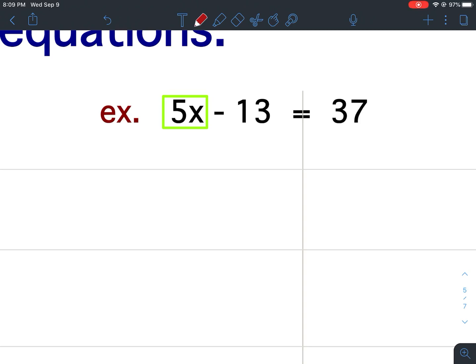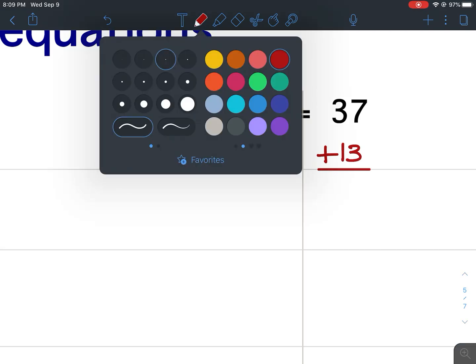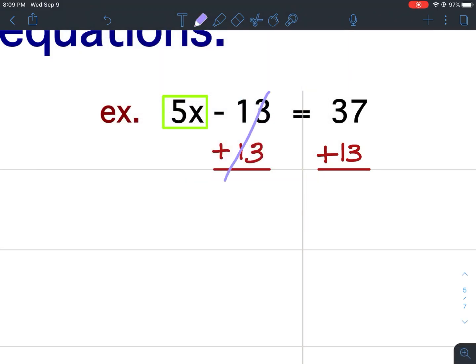So I need to get rid of the 5, and I need to get rid of the negative 13. Well, since the 5 is in the box, I don't touch the 5. The number I get rid of first is the negative 13. So the inverse would be positive, or adding 13 to both sides. So I'm going to add 13 to both sides of the equation. Because remember, it's a balance. What I do to one side, I must do to the other side. So the 13s will cancel. I bring down what is in the box. What's in the box? 5x. Keep my equal signs lined up. 37 plus 13 is 50.